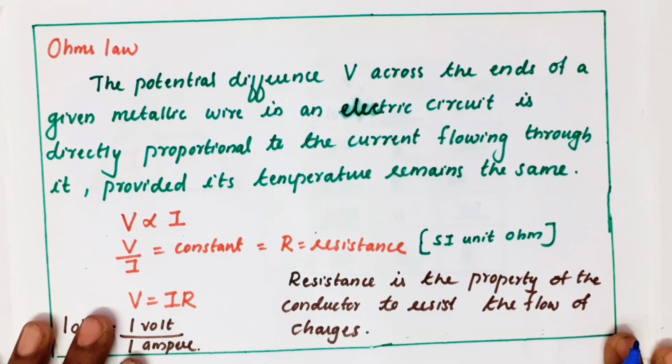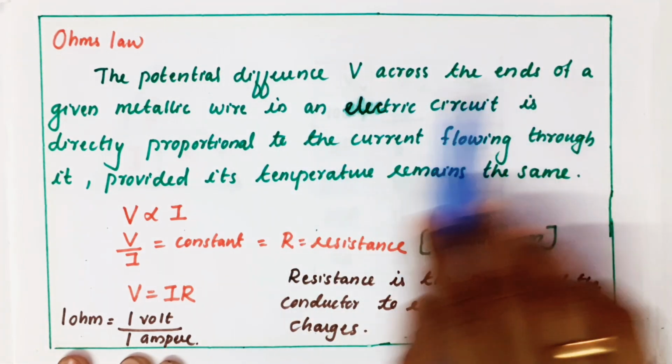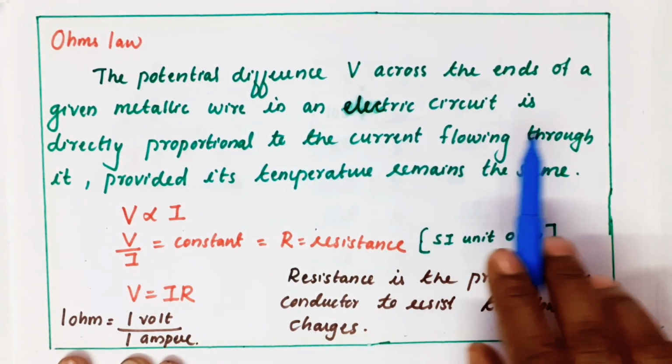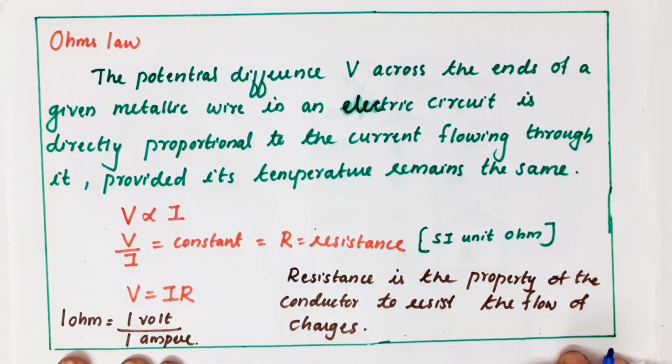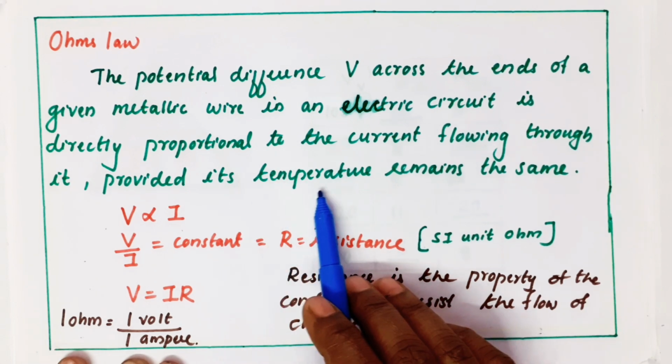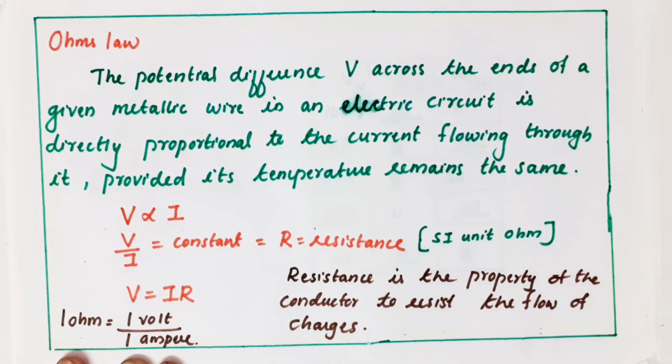Okay. So we will go for the statement of my Ohm's law. What we observed just now, that only we are writing. The potential difference across the ends of a given metallic wire in an electric circuit is directly proportional to the current flowing. Right? Provided its temperature remains same. It's a very important additional point. So see, this as V increases, I increases, it will happen only if the temperature is constant. If the temperature is not constant, V and I are not directly proportional.